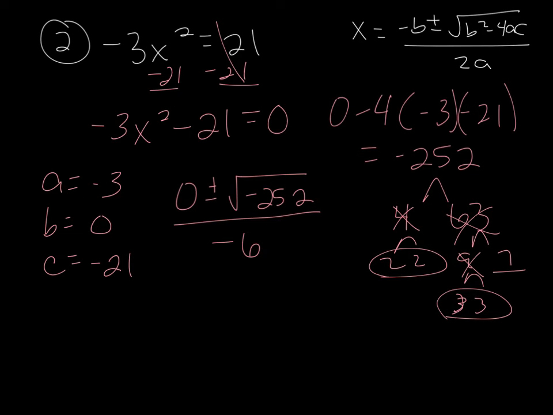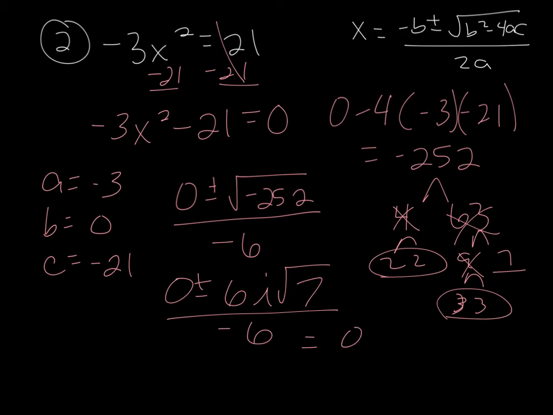So when I rewrite my problem, I get 0 plus or minus. Since I have a pair of 2's and 3's, I multiply them, so 2 times 3 is 6. Because it was negative, I need 6i square root of 7 all over my negative 6. Then we look at our outside three numbers, my 0, 6, and 6, and we can divide them all by 6. So we get 0 plus or minus 1i square root of 7 all over negative 1, and that is my final answer.